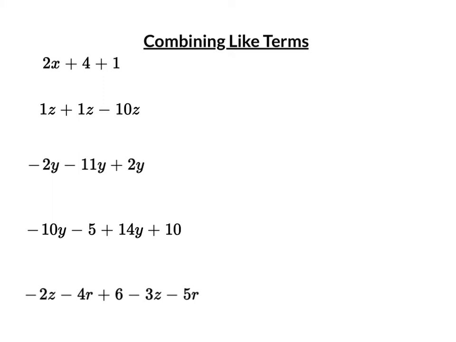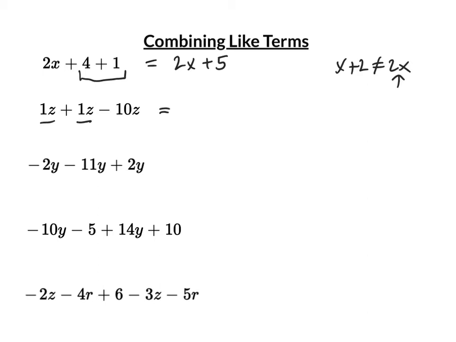Let's take a look at some quick examples. 2x plus 4 plus 1. I can only add the like terms. In this first example, 4 and 1 are both numbers. Those are like terms. I can't add the 2x to the 4 or the 1 because there's no x on them. They're not like terms. Remember that x plus 2 is not equal to 2x because this is x plus 2, this is x times 2. Don't do that. But the 4 and the 1 are like terms, so this is 2x plus 5.